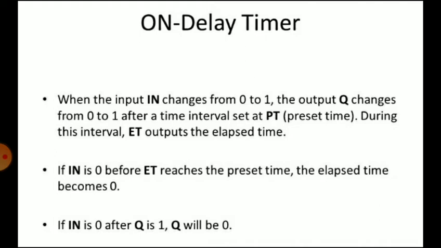During this interval, ET outputs the elapsed time. So it will show the elapsed time. If IN is 0, that is closed, before ET reaches the preset time, the elapsed time becomes 0. If IN is 0 after Q is 1, Q will be 0. So this is regarding the on delay timer.